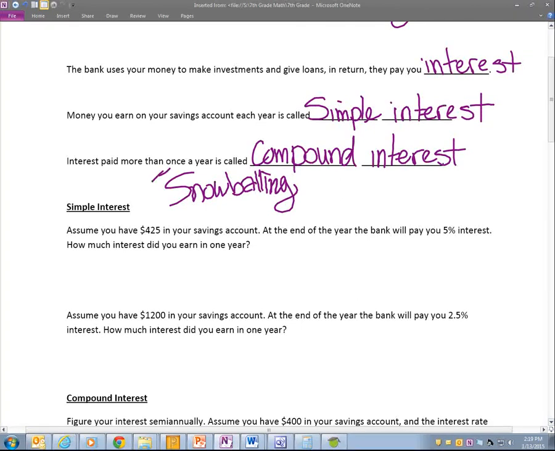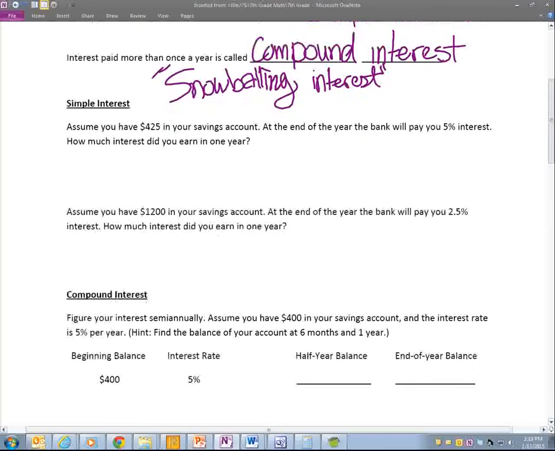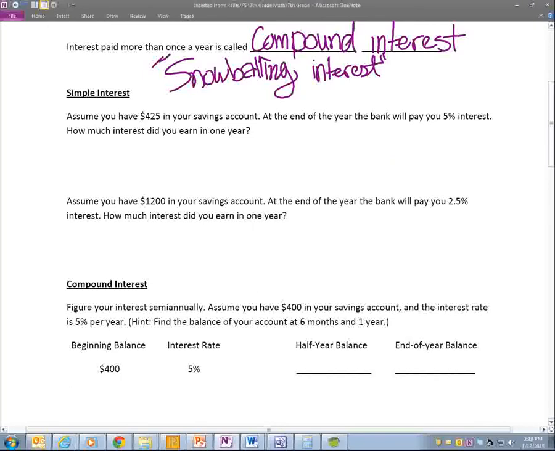Yep, I'm writing it, so you write it. Snowballing interest. Yeah. You take forever to write that. I don't know. No, it should be snowball. That doesn't make any sense.